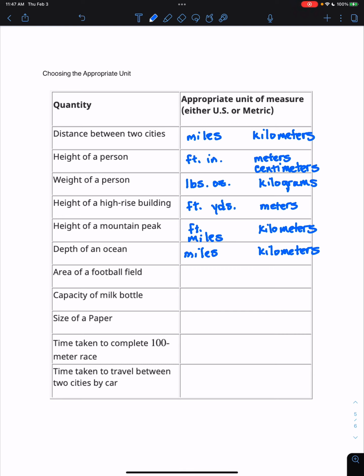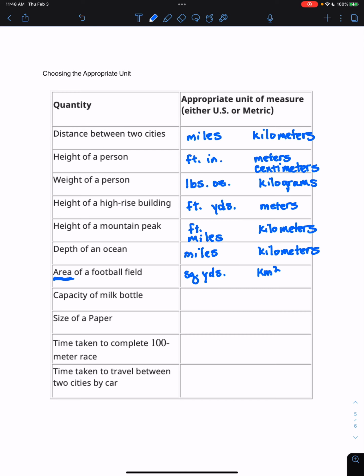The area of a football field. Now here, area, we haven't talked about this yet, but area is going to be measured in square units. So we'll probably measure that in square yards. Here we'll probably use square kilometers. I sometimes notate that with an exponent, kilometers squared or yards squared. We'll talk about that more as we get into calculating area.